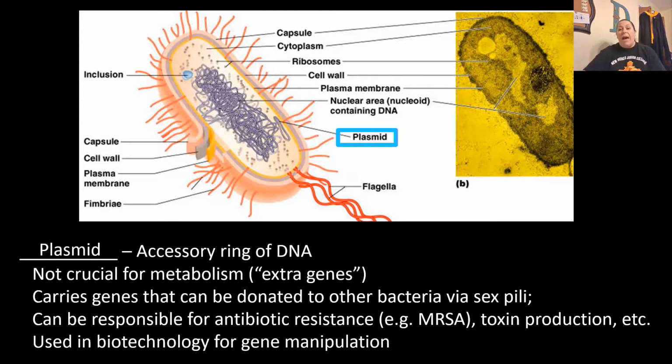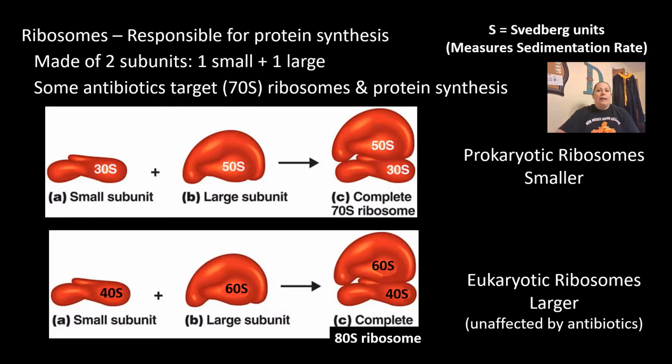This is also how some of them start producing toxins and other virulent factors that cause them to be a little more dangerous. We also use plasmids in biotechnology when we want to do gene manipulation and transfer. Okay, so we are taking what they automatically do and we are manipulating it and using it in a different manner. All right, let's talk a little bit about these ribosomes.